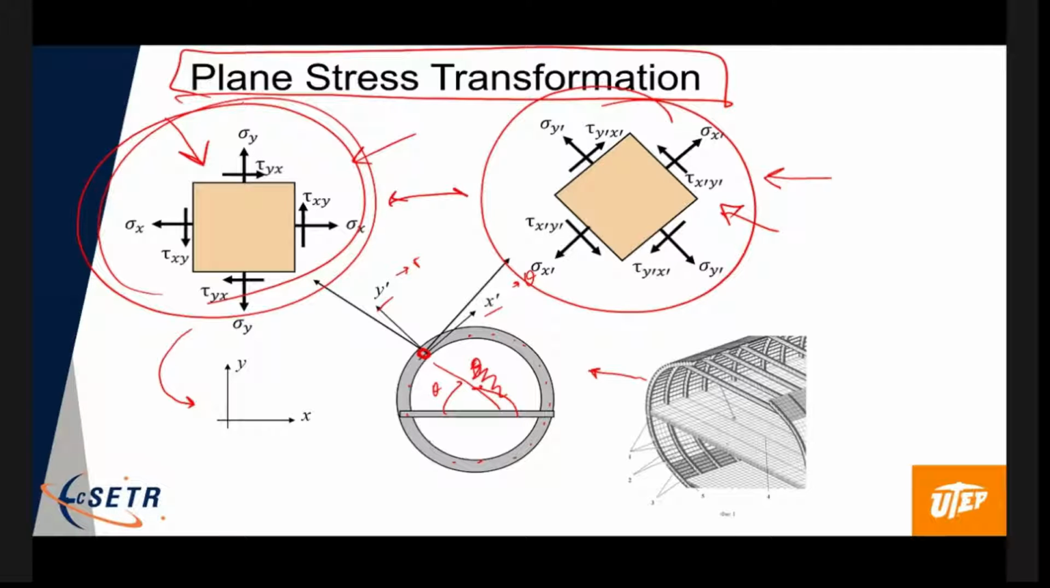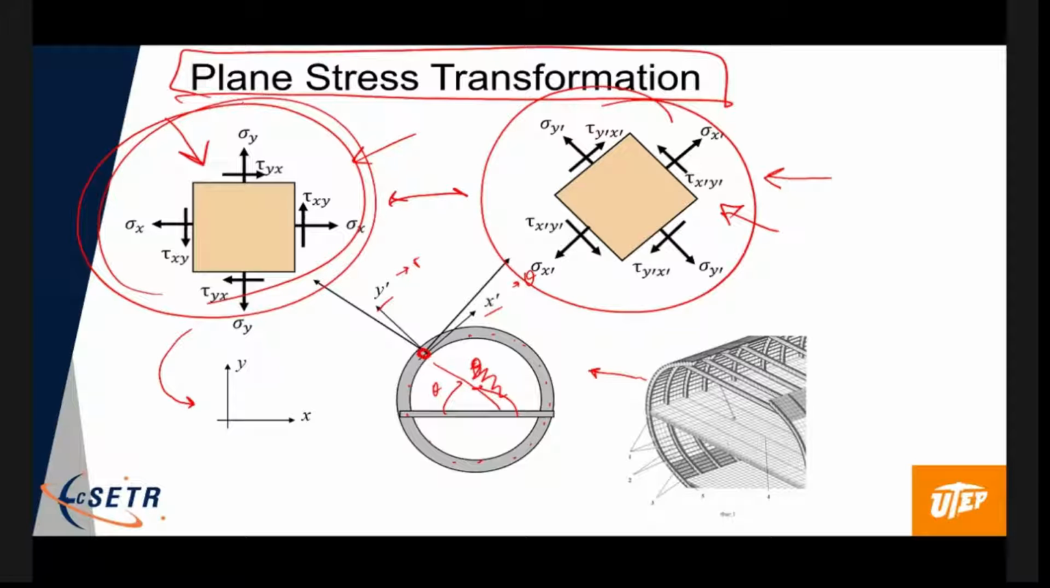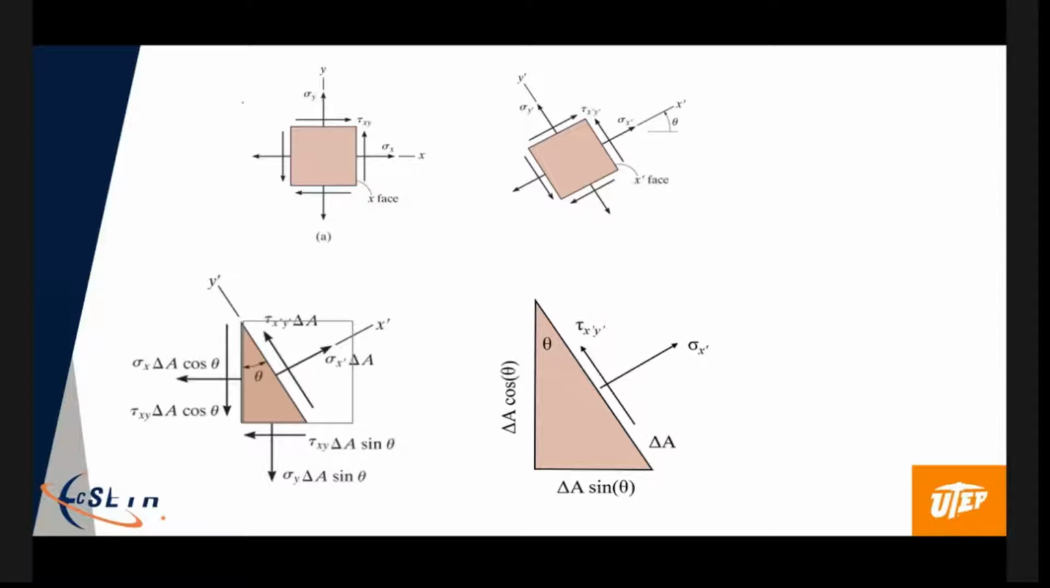Does that make sense? So it's not like we're rotating the material. The material is not changing in any way. The loading on the material is the same, but we're just looking at it in a different coordinate system, and we get different stress components as a result. And that's kind of what's showing here.